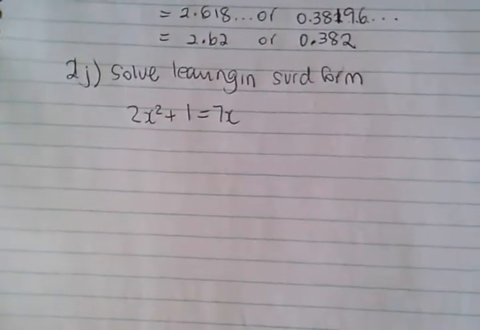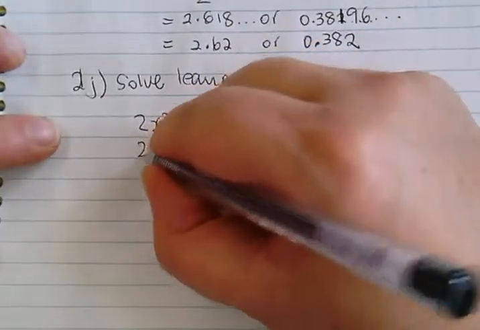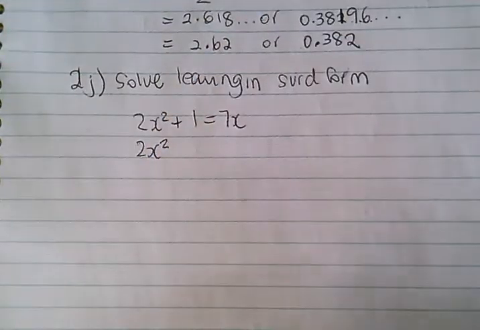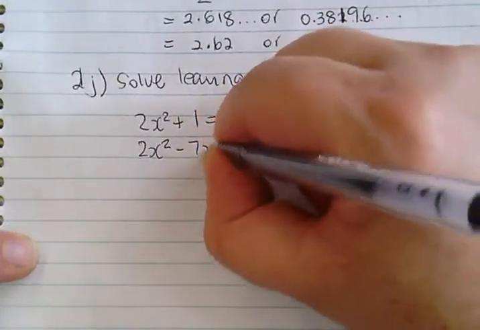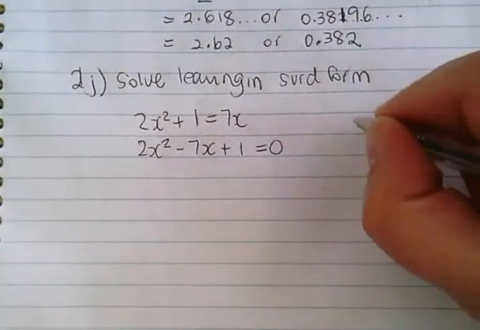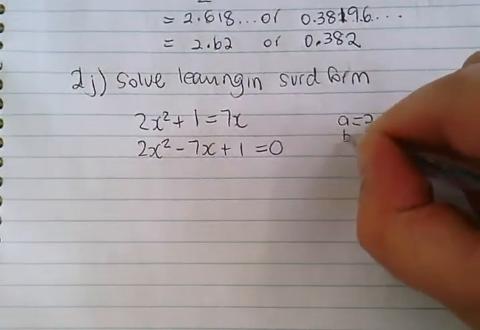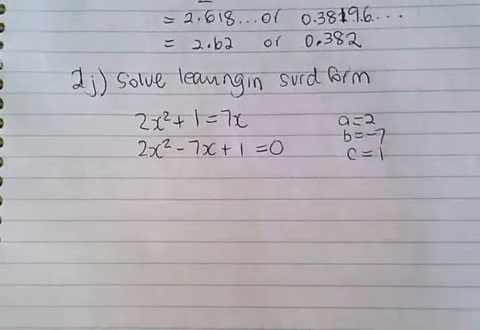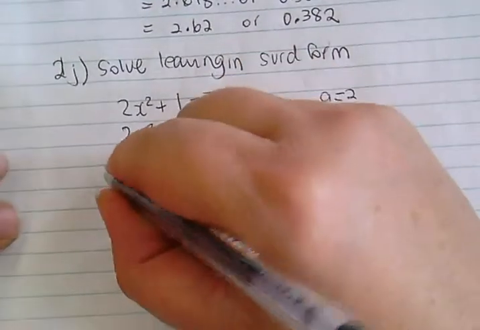Just this one, leave your answer in surd form. Just trying to come up with one where we'll have some cancelling. 2x squared plus 1 is 7x. I'd be bringing the 7x over, but in the middle. So minus 7x plus 1 equals 0. Don't put it on the end because you're going to mess up your a, b, c perhaps. You've got to minimize errors. a is 2, b is negative 7, and c is 1. So you can just go ahead and do that.